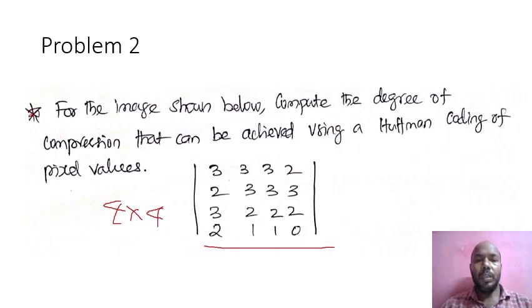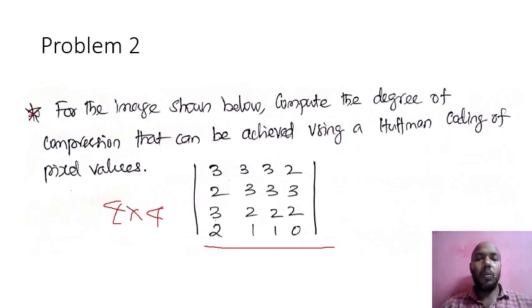So the values are 3, 3, 3, 2, 2, 3, 3, 3, 3, 2, 2, 2, 2, 1, 1, 0. We can see that the range of pixel values is from 0 to 3, that is 0, 1, 2, 3. There are 16 pixels in this image. Let us assume it is a small image with pixel values from 0 to 3. For this, we have to calculate the Huffman coding compression ratio.